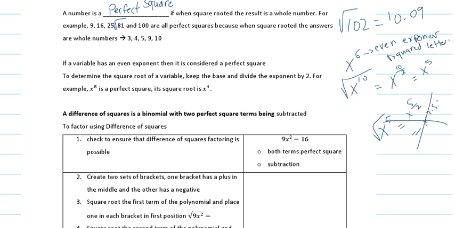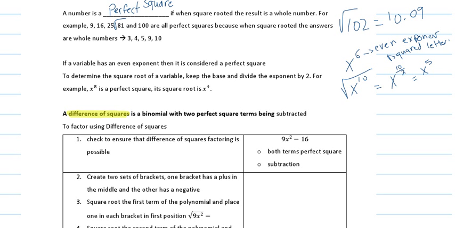All right. Now, why are we doing this? Why are square terms important to us? Because we have a special case for factoring, and that special case for factoring is called difference of squares. That term is very important, and you should be able to identify a difference of squares.